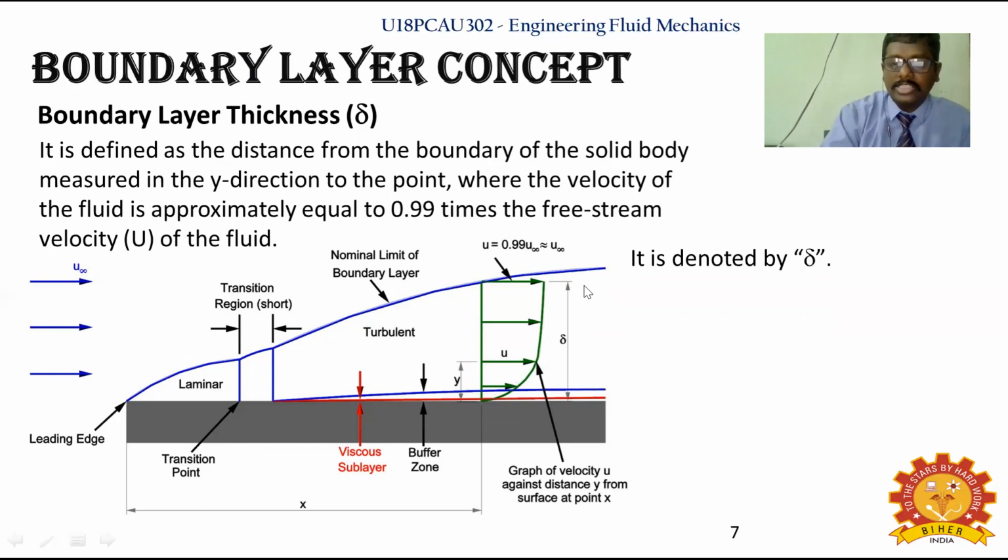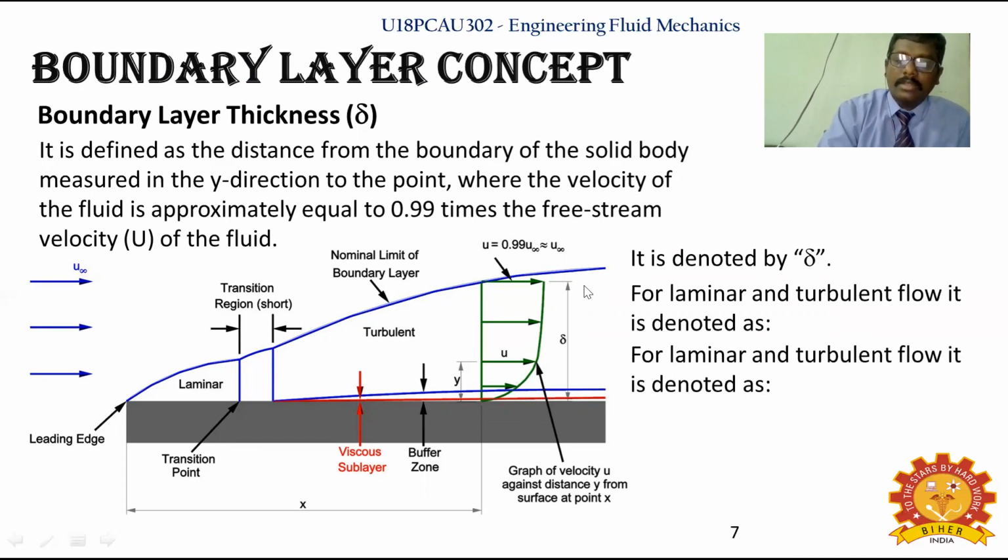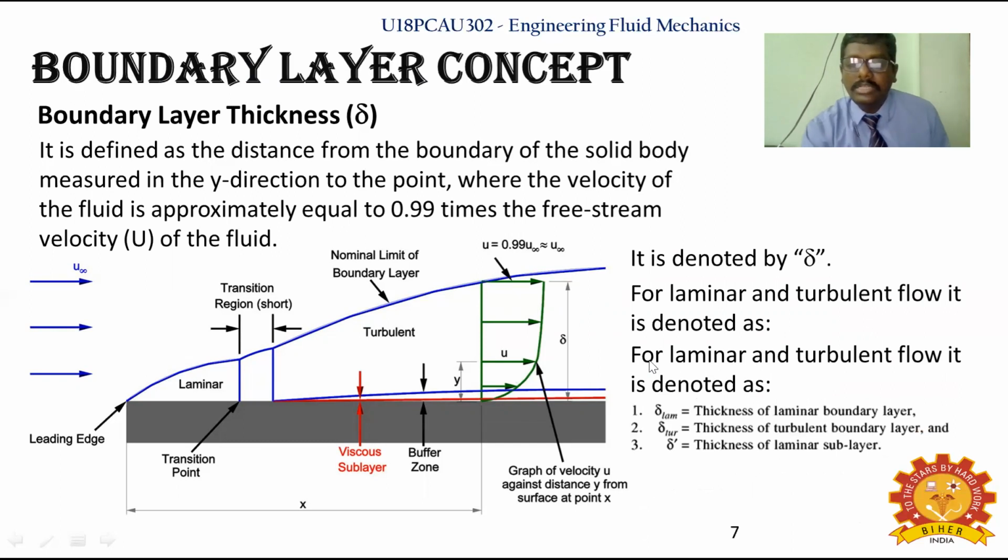The boundary layer thickness is denoted by the symbol delta. For laminar and turbulent flow, it is denoted delta lam for a laminar boundary layer, and delta tur for a turbulent one, with LAM short for laminar and TUR for turbulent. And for the sublayer we have seen here, it is denoted with a dash.